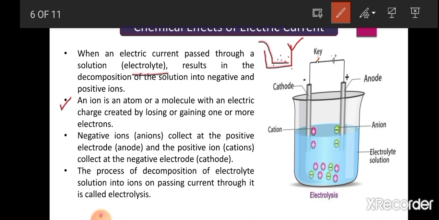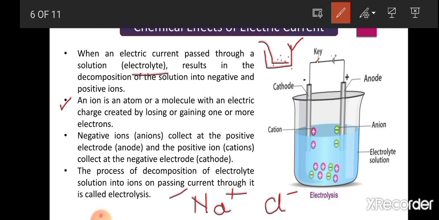Suppose we are taking the example of sodium, that is Na. Na forms Na plus, which means sodium has one positive charge, so this is an ion. Suppose we are talking about chlorine. Chlorine is Cl, and it has one minus charge, so it has a negative charge. So these are the ions.